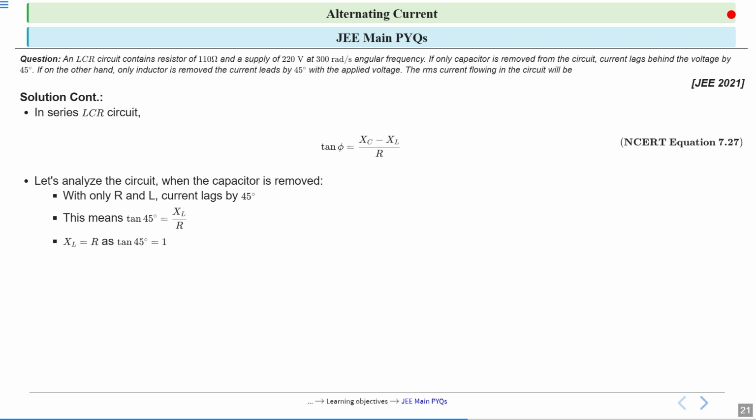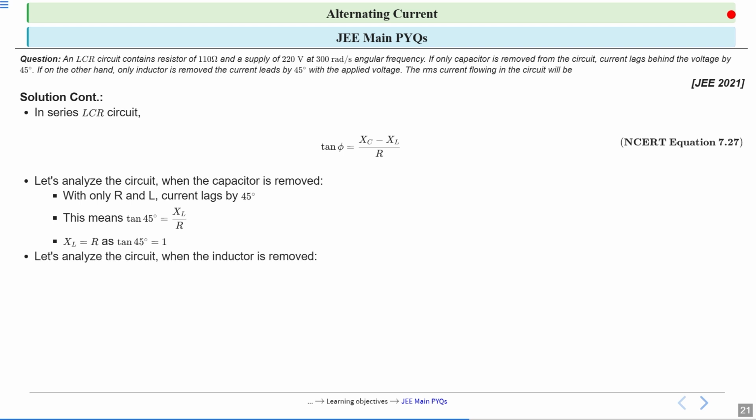If we remove the capacitor, phase difference is 45 degree. That means tan 45 degrees, or we can say tan minus 45 degree is equal to minus XL upon R, or tan minus theta is minus tan theta. So minus and minus from both sides will get cancelled out. Tan 45 degrees is XL upon R, and tan 45 degrees is 1. So XL will be equal to R.